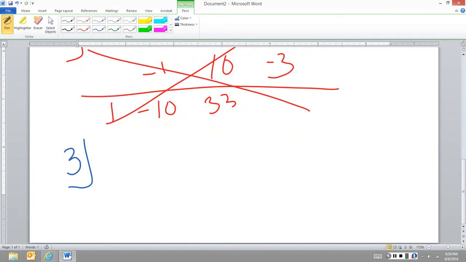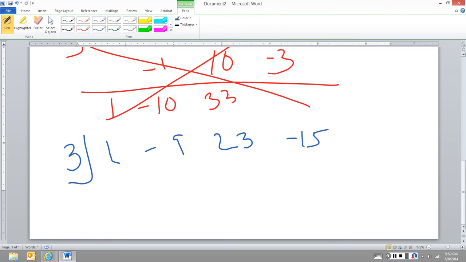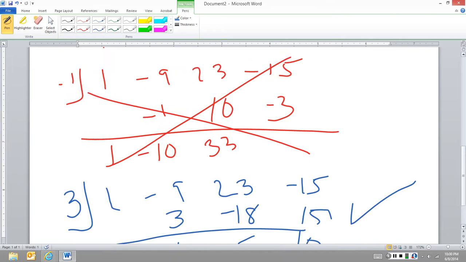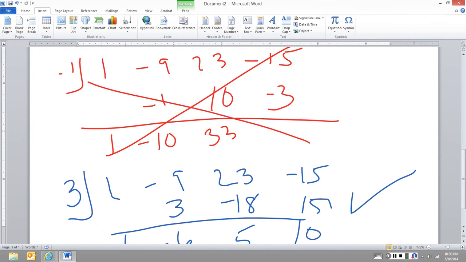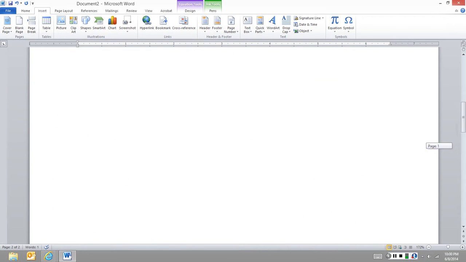So 3, and 1, negative 9, 23, negative 15. The nice thing is this is never going to change, once you get going. 3, negative 6, negative 18. So it's 18, 5, 15. Ooh, cool. This is another one. So now we're up to 2. At most we're going to have one more, so we're at 1 and 3. Here I need another page. So I'm at 1 and 3, so let's try negative 3 now.